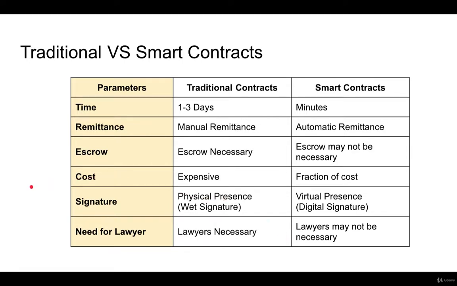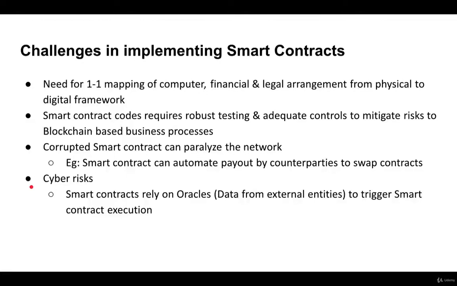So after seeing the difference between the two, let's look at what are the challenges in implementing a smart contract. Smart contracts are good, blockchain is good, but still there will be a few challenges which need to be taken care of. For example, there's a need for one-to-one mapping of the computer, financial and legal arrangement from the physical to the digital framework. Now, if you do not relate the conditions properly, something can be missed out and smart contract execution may not be complete.